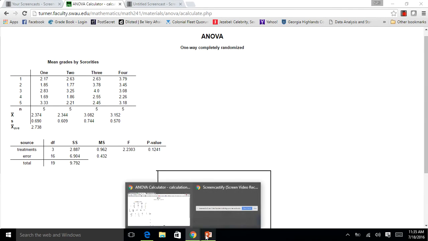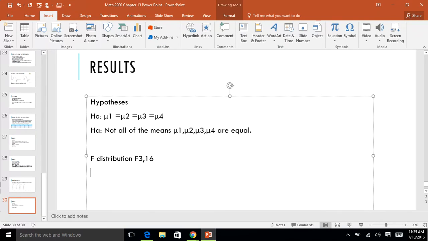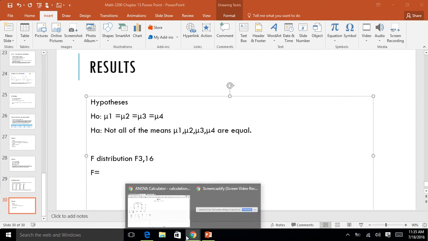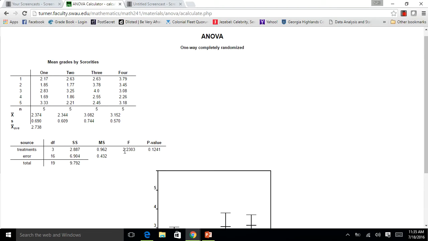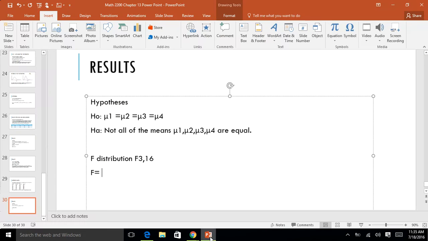Okay, then let's go back to my PowerPoint, and then it asks, what is your F statistic? So what is my F statistic? All I do is go back. My F statistic is 2.2303. So I'm going to put 2.2303. I just caution you, if it says 2 decimal places, just put 2.23.